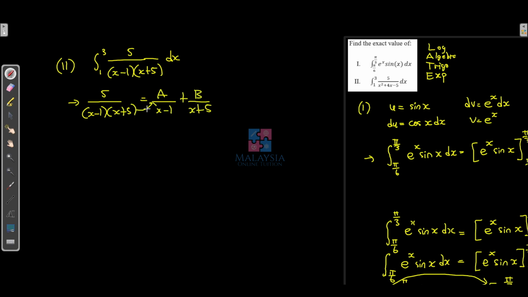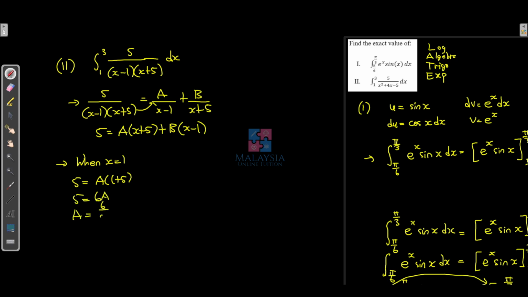And then we shift this to the right hand side. 5 equals a(x + 5) + b(x - 1). Okay, so we can use the elimination method. When x equals 1, 5 equals a(1 + 5). So what is this? 5 equals 6a.